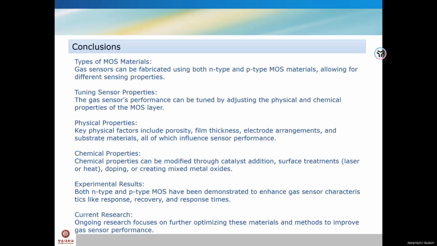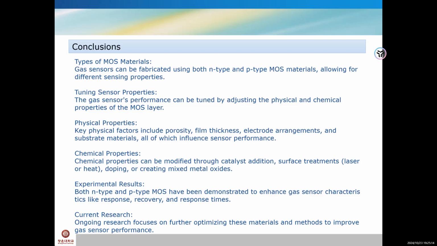Title 5 conclusions. So types of MOS materials. Gas sensors can be fabricated using both n-type and p-type MOS materials, allowing for different sensing properties. Tuning sensor properties. The gas sensor's performance can be tuned by adjusting the physical and chemical properties of the MOS layer. Physical properties. Key physical factors include porosity, film thickness, electrode arrangement, and substrate materials, all of which influence sensor performance.